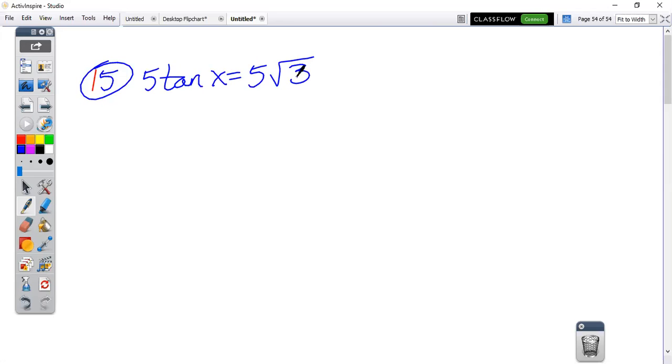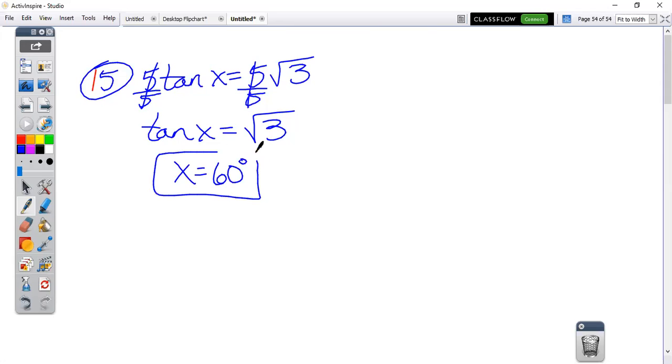What do we do to solve this? First step: divide by 5. So tangent of x will equal square root of 3. You look at your chart and the directions. The directions say 0 is less than or equal to x, which is less than or equal to 180, so you're only using the top half of your chart. So where is tangent of x square root of 3? Anywhere else? No. So x equals 60 degrees. How about 240? 240 is greater than 180.